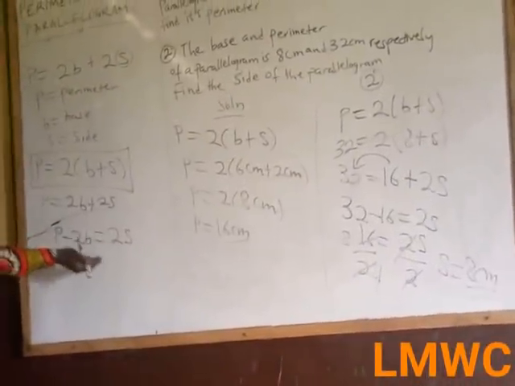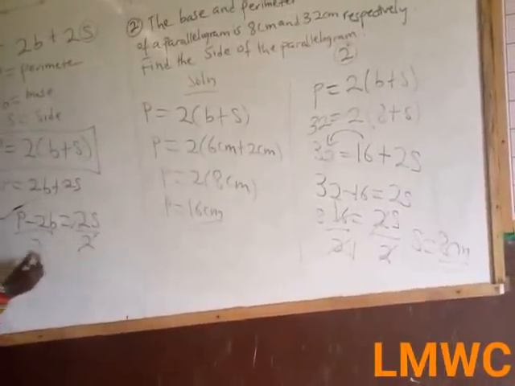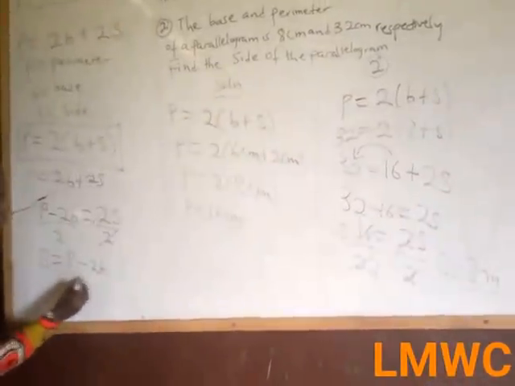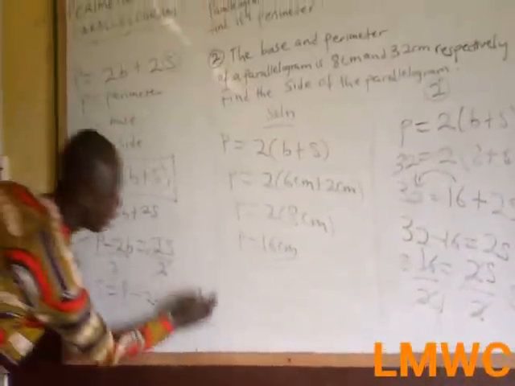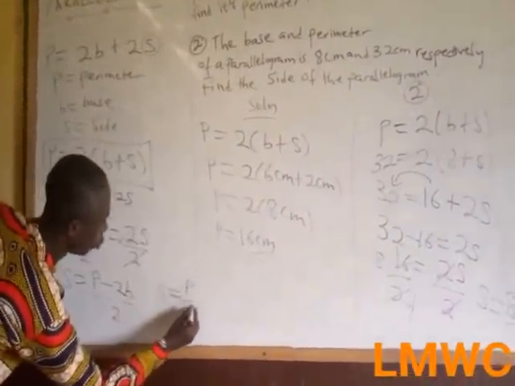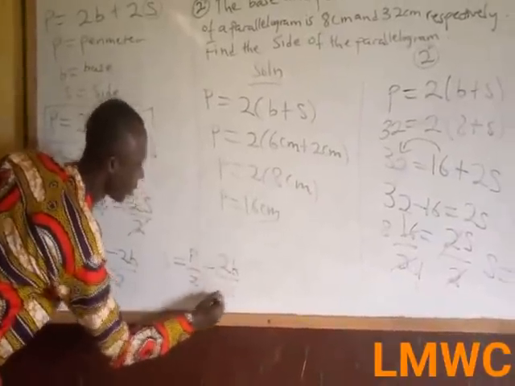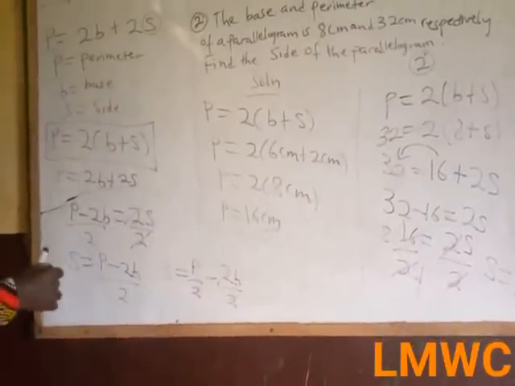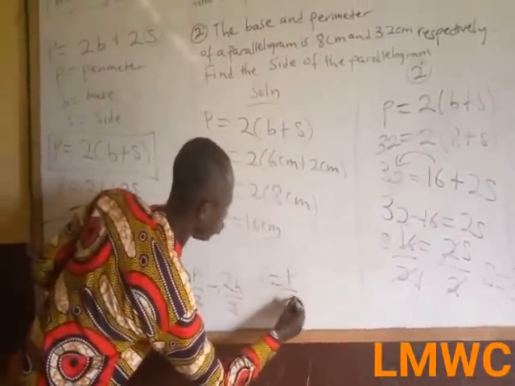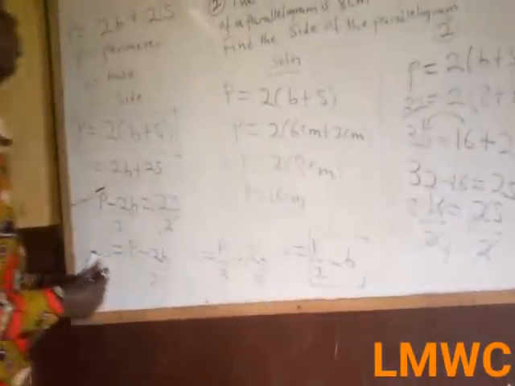And when we have something like this, we divide by 2. This one cancels this. So we have S is equal to P minus 2B over 2. And this is the same thing as S is equal to P over 2 minus 2B over 2. So this cancels this. The formula now becomes S is equal to P over 2 minus B. This is the formula approach.